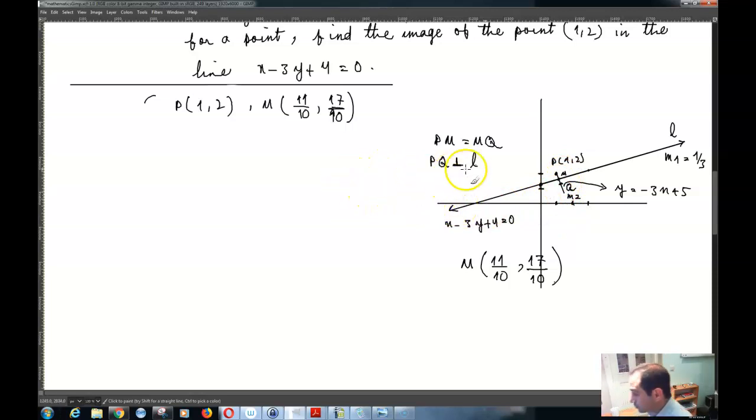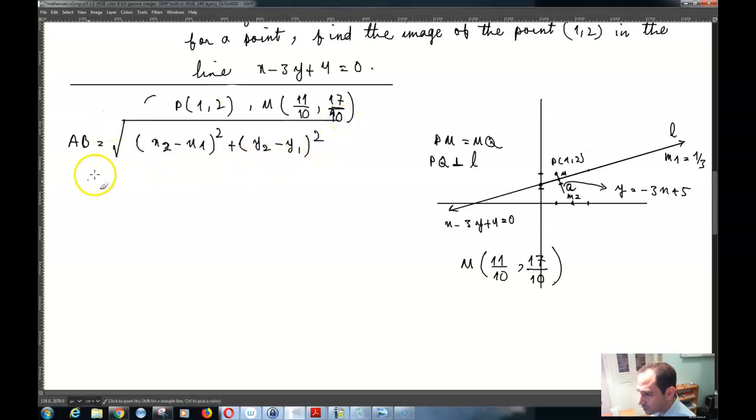Okay, so then basically using the distance formula, you can say x2 minus x1 whole squared plus y2 minus y1 whole squared. And so PM is going to be equal to the square root of 11 tenths minus 1 whole squared plus 17 tenths minus 2 whole squared.